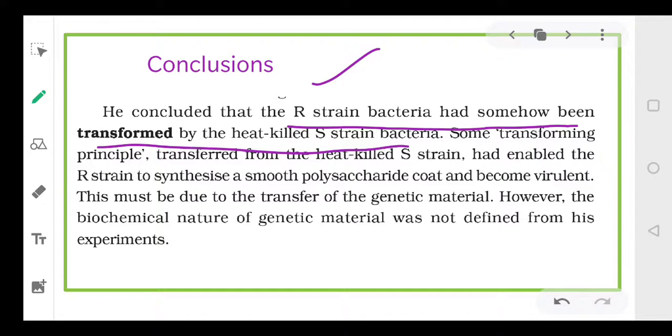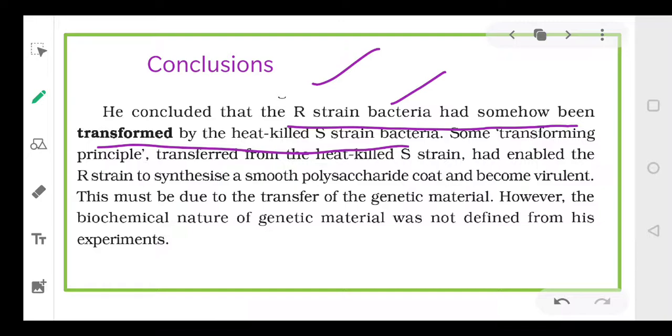strain. ठीक है, R strain डिजीज़ कॉज नहीं कर सकते हैं. S strain जो है वो ऑलरेडी डेड थे, तो S strains में कोई ऐसा फैक्टर मौजूद था जिनकी वजह से R strain जो है वो S में ट्रांसफॉर्म हो गए.